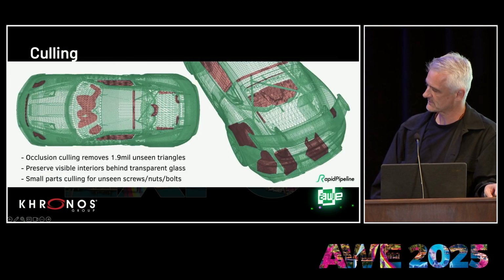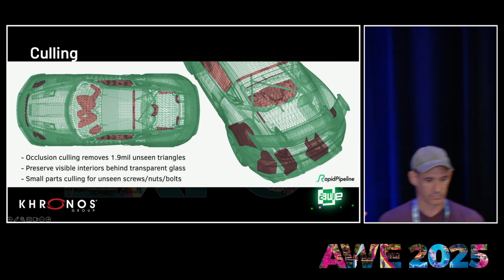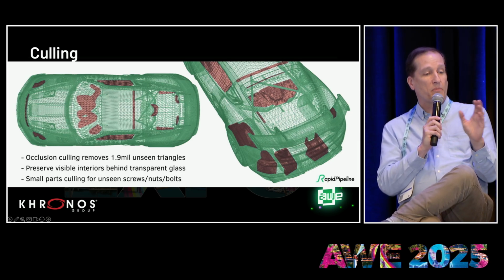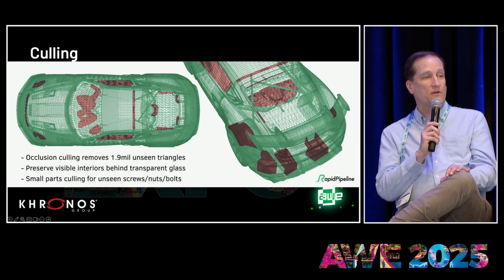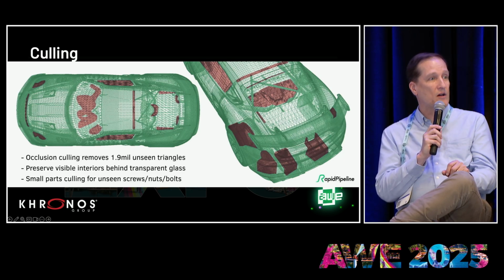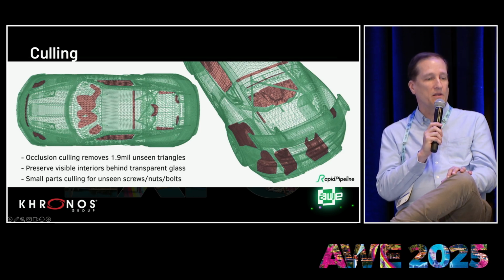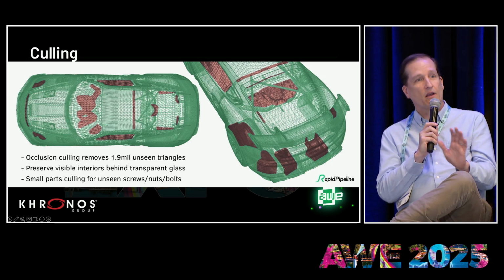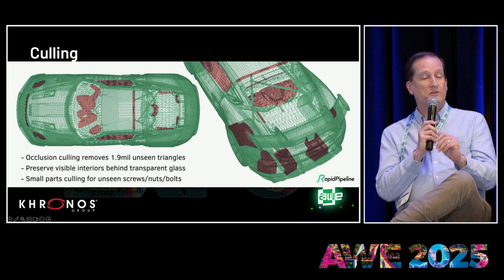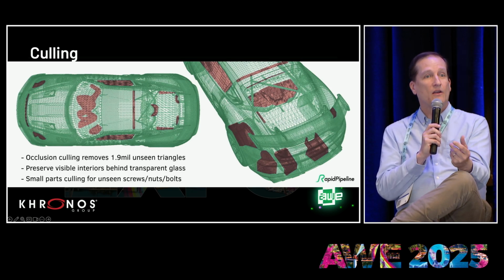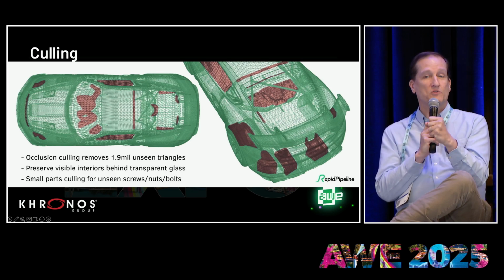Yeah, so something we provide is occlusion culling, which is basically saying if there are parts inside the model that you don't really need to see, then we can automatically cull those out based on, are they visible from the outside? And we can look at the materials and say, oh, if there's glass here and there's actually seats inside of the car, you probably want to preserve those and not have those culled away.